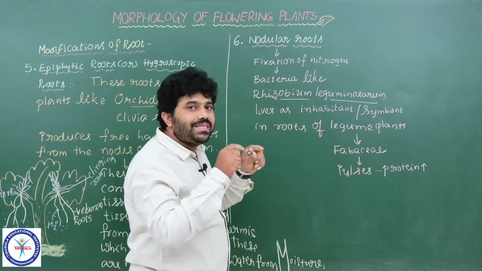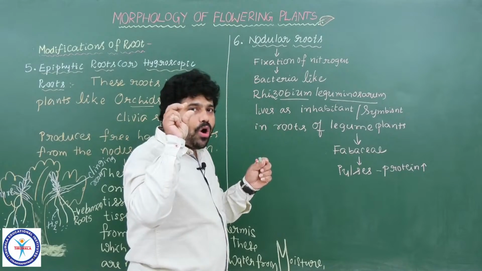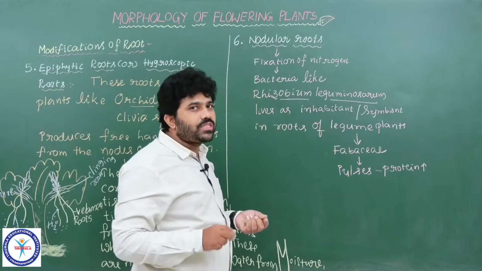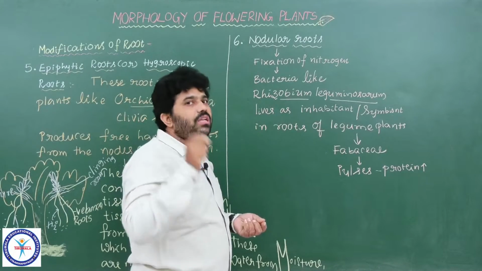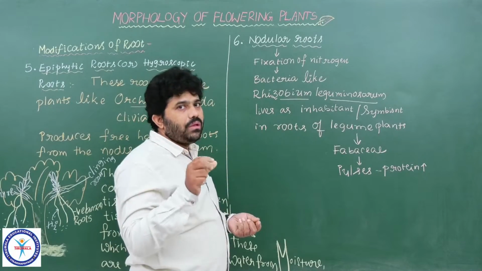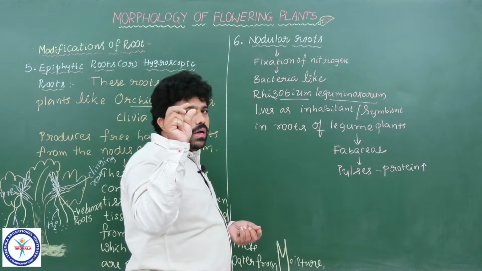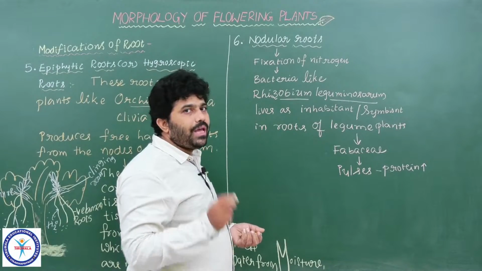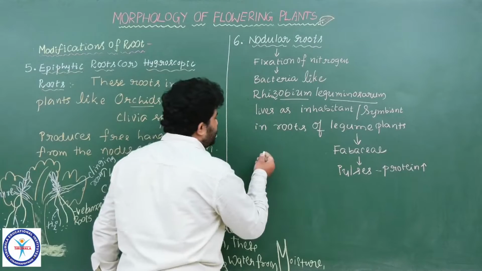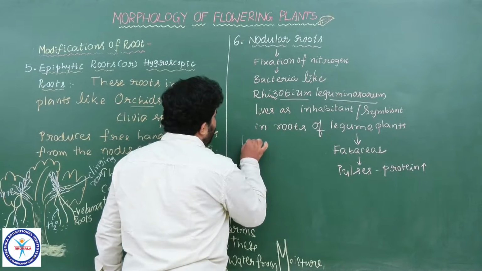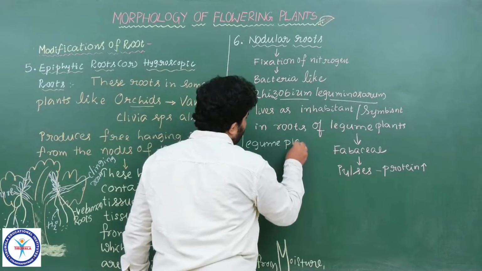Then slowly the cortical cells extend and expand to form small sac-like or balloon-like structures, which we can observe clearly. Morphologically they are clearly visible. Those special sac-like structures are called nodules. They are present on the roots, that's why they are called root nodules. These root nodules are especially seen in legume plants. Now got the point, students?